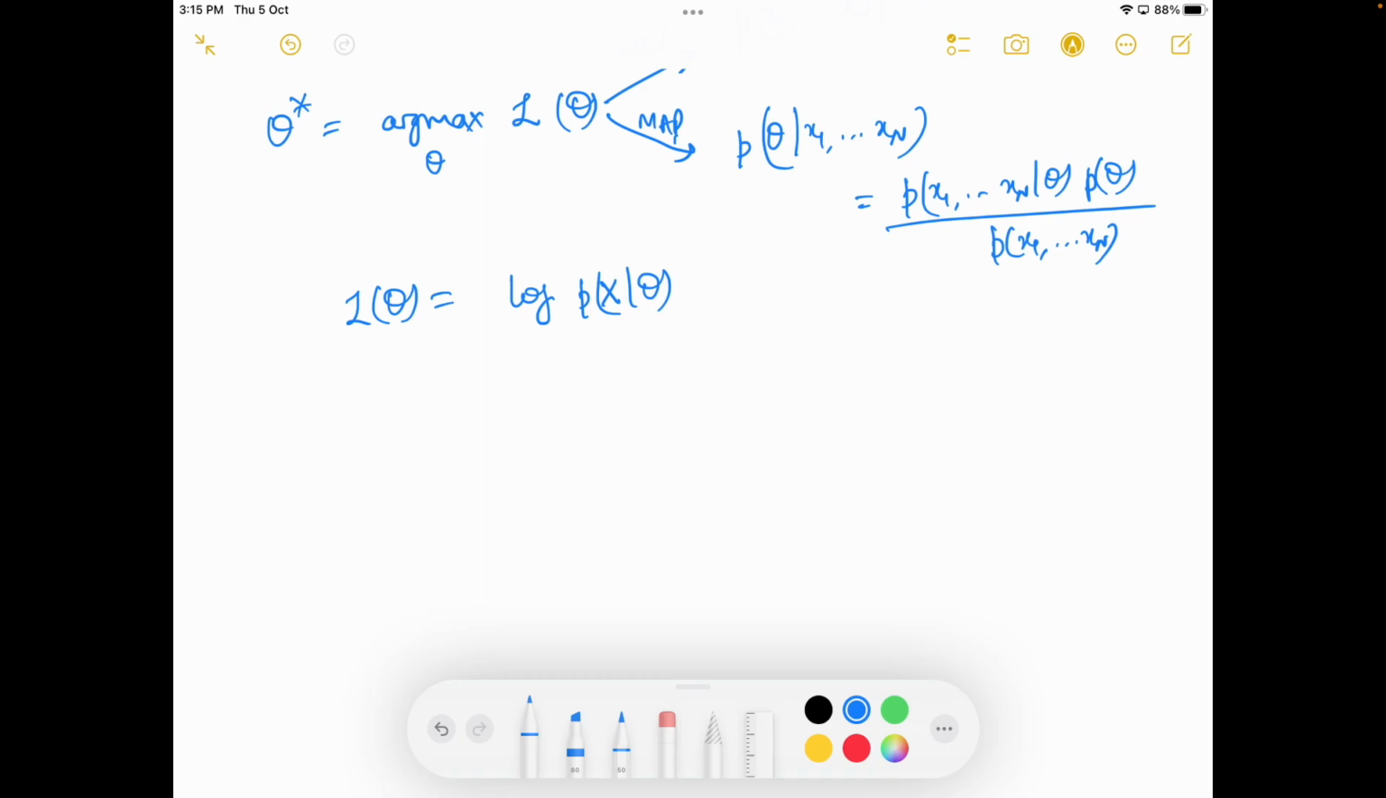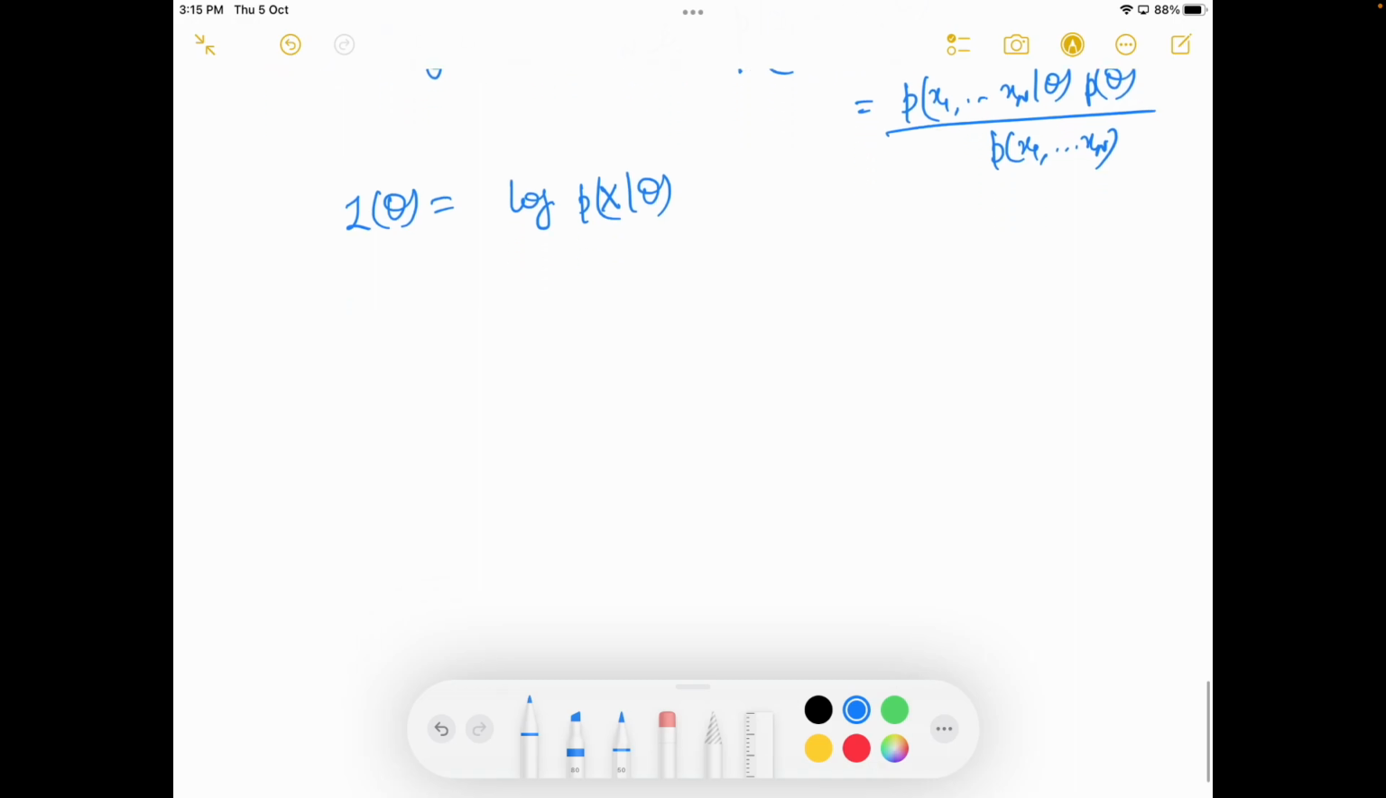Yeah, take the joint and marginalize, right? That's what we do to introduce new random variables. So this will become log of p of x comma z. Again, this capital Z is a sequence of all z1 to zn given theta and then summation over z.